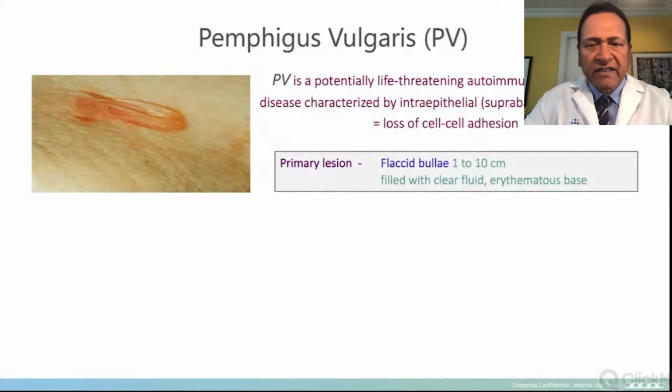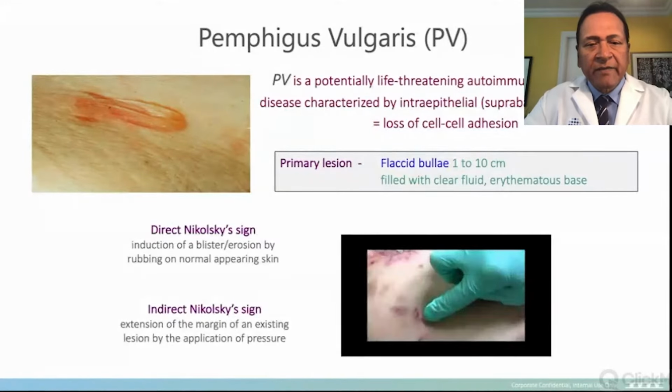The primary lesion is a flaccid bullae, typically 1 to 10 centimeters, filled with clear fluid on an erythematous base sometimes. Although we often don't see the bullae themselves because the lesions are within the epidermis. They are thin and friable and often shear off, so we're just left seeing erosions.